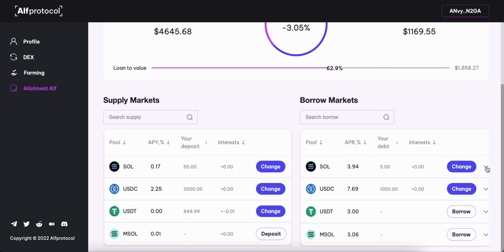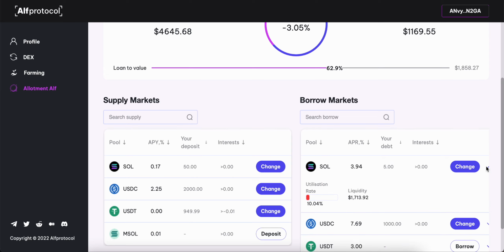If you click on this mini arrow right here, you can see the utilization rate of this pool. The utilization rate is simply the percentage of how much of the deposited capital is borrowed. So if this rate percentage is lower, as you can see right now, it's only 10%. This means that only 10% of capital is borrowed. Then the deposit APY will be lower, simply because there is enough money to be borrowed.